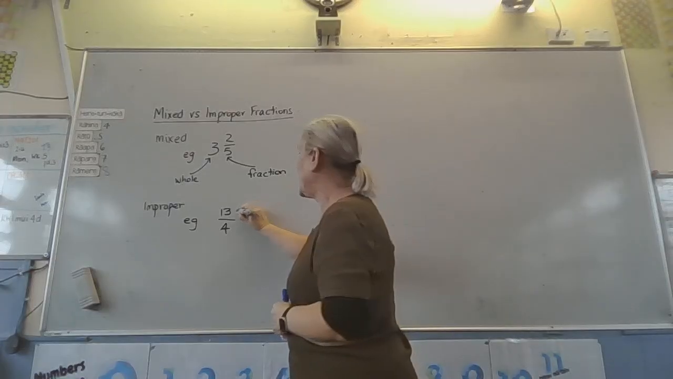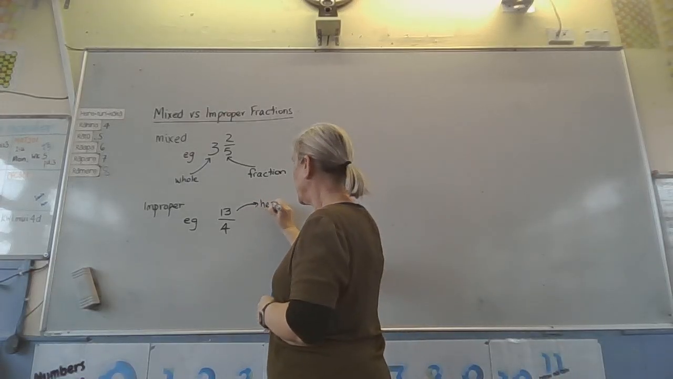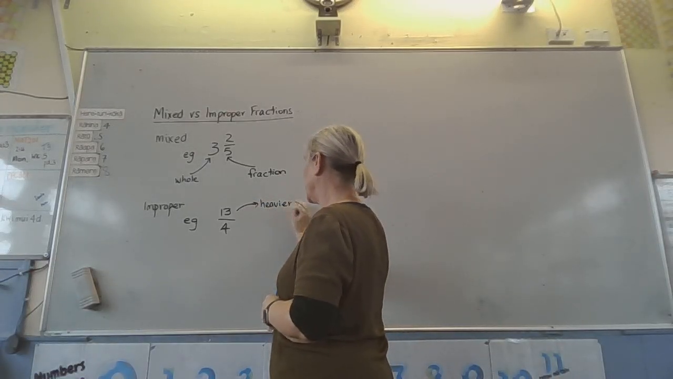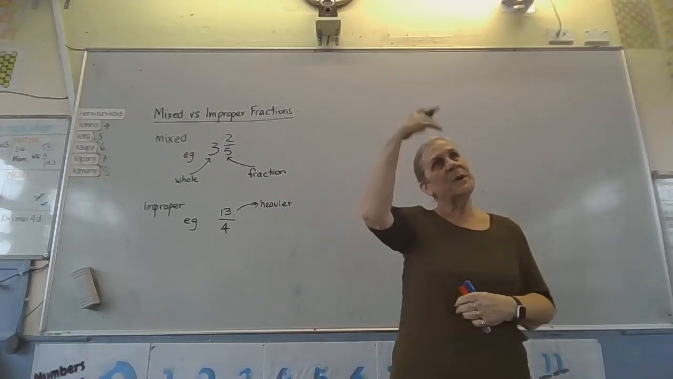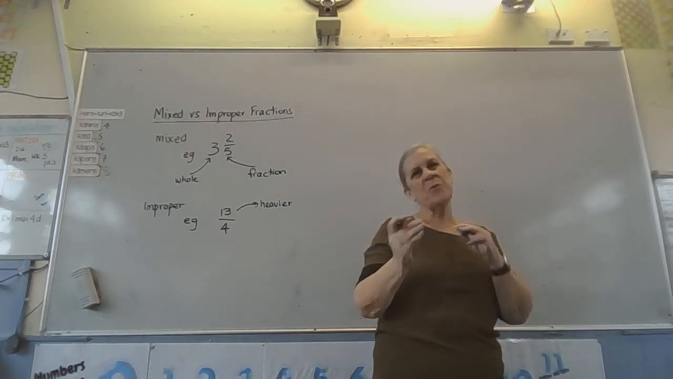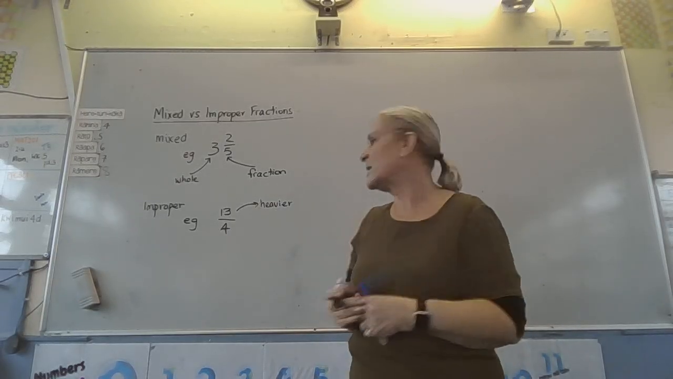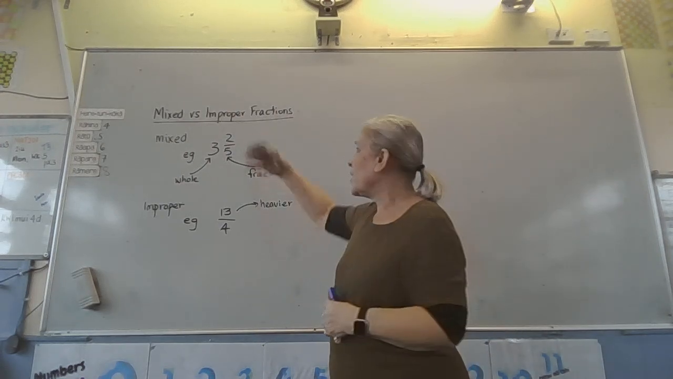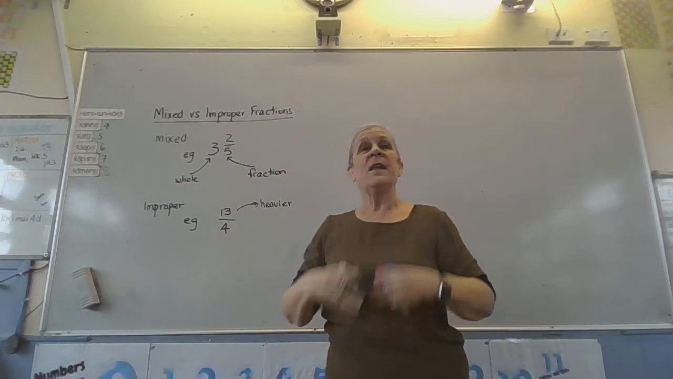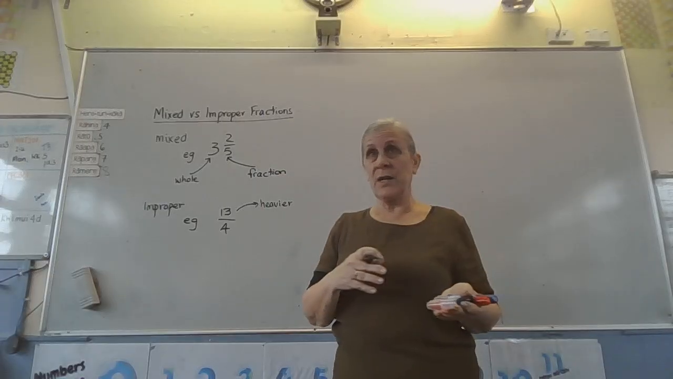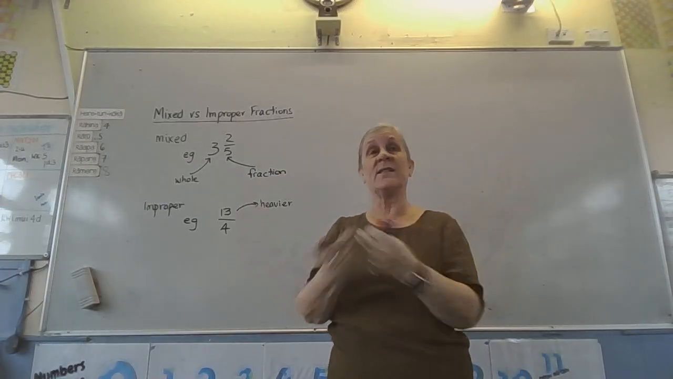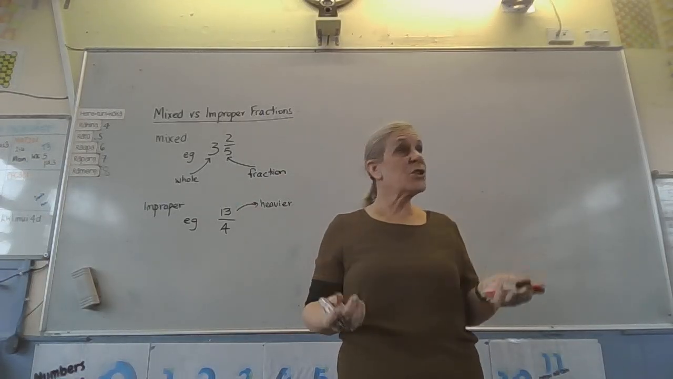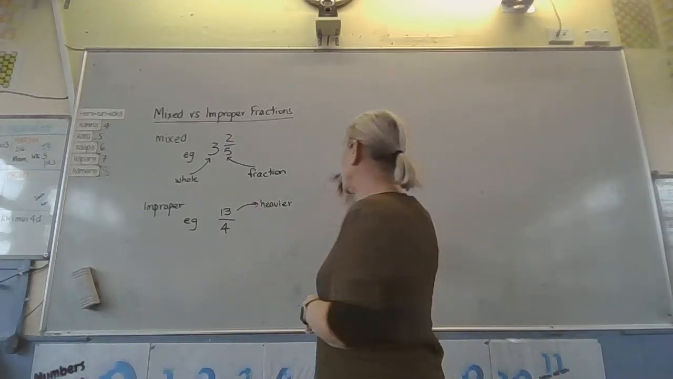This is heavier than the bottom. All right, so it's bigger than the bottom. That makes it an improper fraction because proper fractions have the top number smaller than the bottom. So those are our two choices. Now, when we are changing between one or the other, some of you will just know exactly what it is. I'm going to show you the method so that you have that.